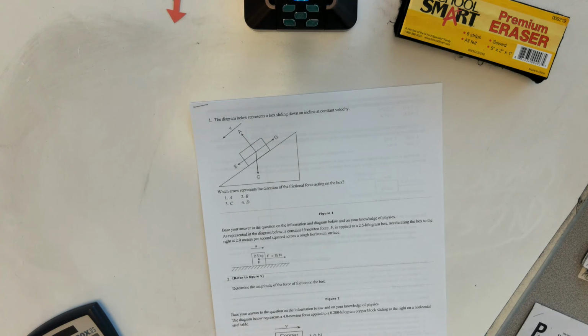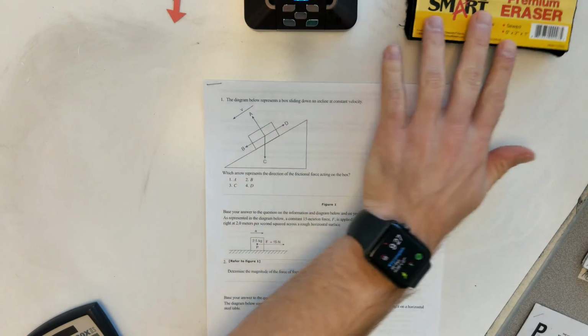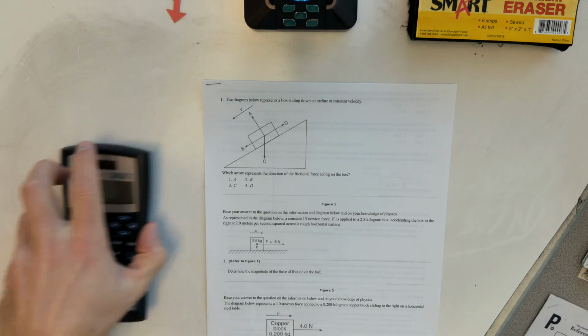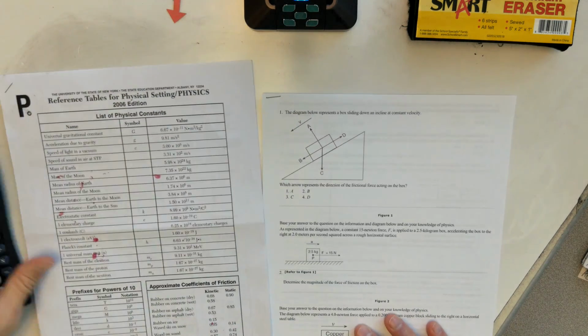Alright, I'll try to make this video as quick as possible. This is just a homework review. This is Castle Learning. What's today's date? It is November 18th, so this is the friction review stuff. You need a calculator and a reference table.